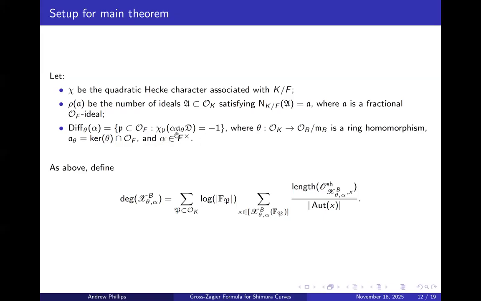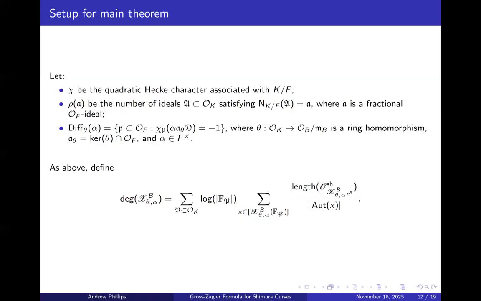You can show that this set is finite, basically just from considering the finitely many primes that divide these ideals. And then you can also show that it has odd cardinality using the product formula for ideles. And so in particular, it's non-empty. That's the important thing.